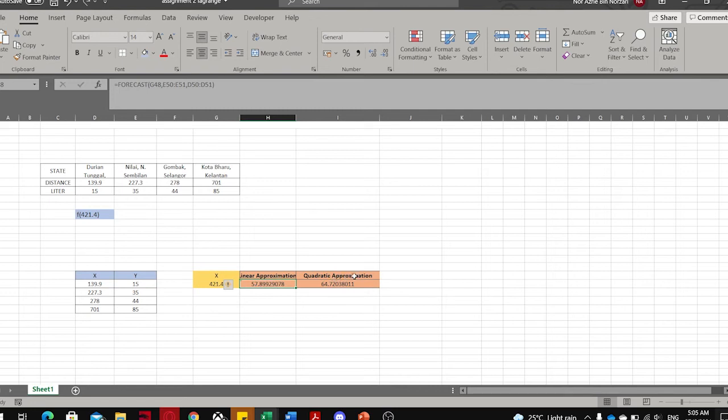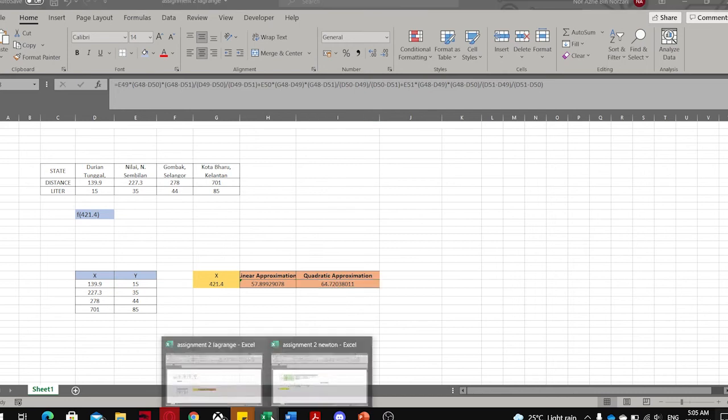And for the quadratic approximation, we use the formula that was given in our lecture. So just put all the formula inside here and we got the result.